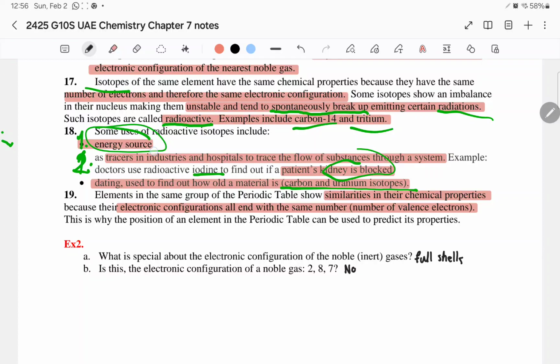So what's so special about the electronic configuration of noble gases? They have full shells, all of them. Is this the electronic configuration of a noble gas? If it ends with 7, then no, it is not.